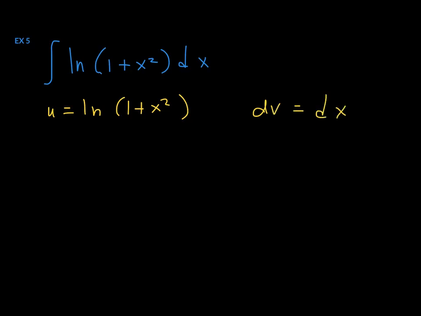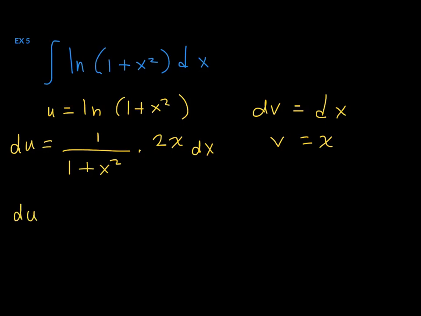meaning that v is equal to just x. Okay, over here, du would be equal to, the derivative of the natural log is 1 over the argument, so 1 over 1 plus x squared, times the derivative of the inner function, which is the derivative of 1 plus x squared, which is just 2x. Let's not forget dx. So let me clean that up a little bit. du is equal to 2x over 1 plus x squared, and then dx.